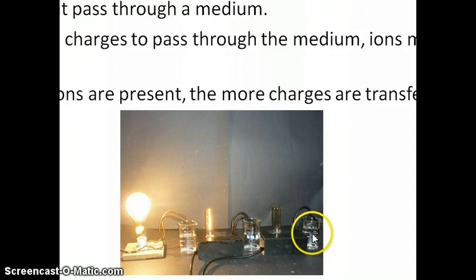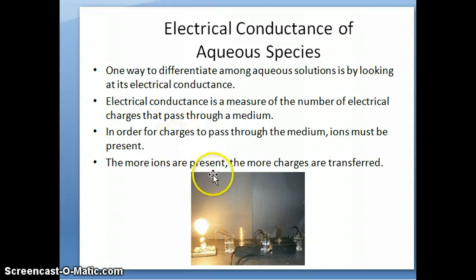So it turns out that different types of solutions conduct different amounts of electricity. This one conducts a lot of electricity, so you see this very bright light bulb. This one conducts only a small amount of electricity, electrical charges, so you see only a little bit of light. And this one conducts nothing, so you see no electricity here, no light bulb. So we can differentiate among different aqueous species by determining how much electricity passed through the solution.